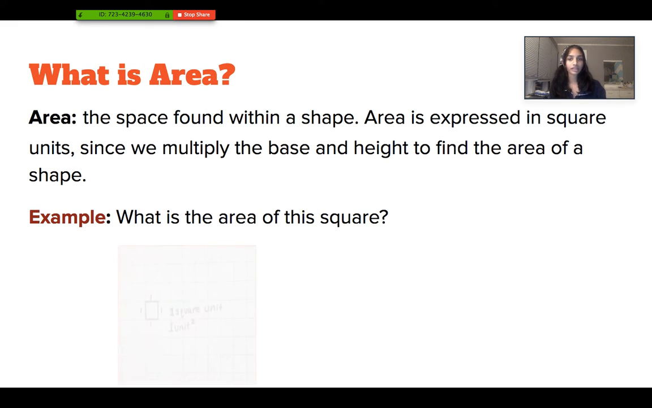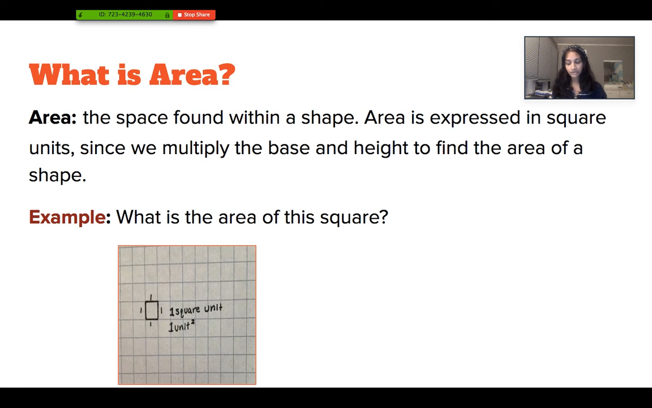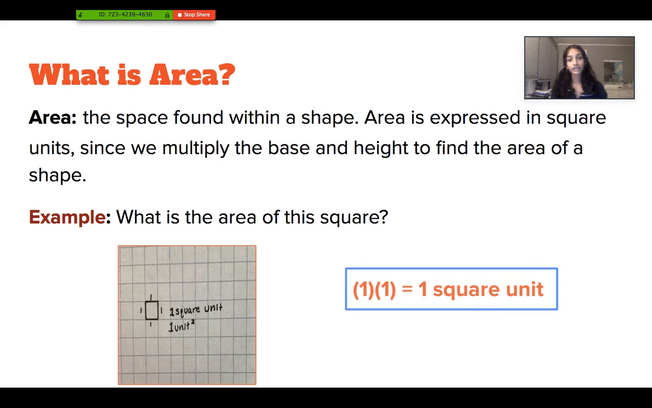So we're going to look at this example. Here we have a 1 unit by 1 unit square. When we multiply it, we get 1 times 1, which is 1, but we get 1 square unit.